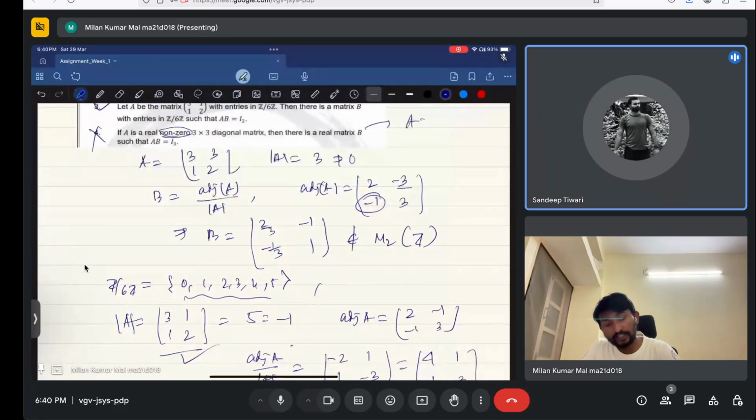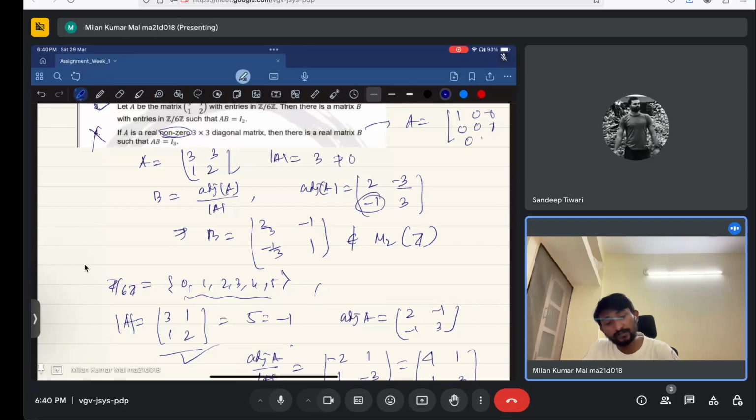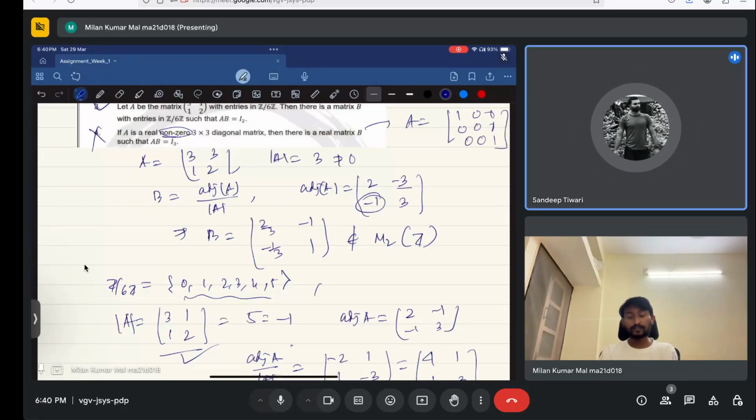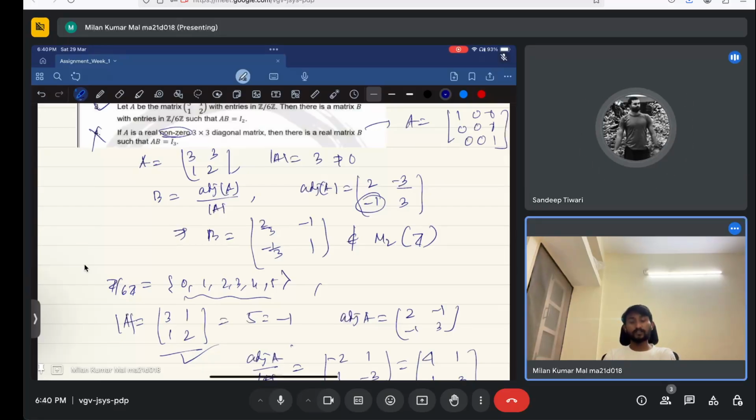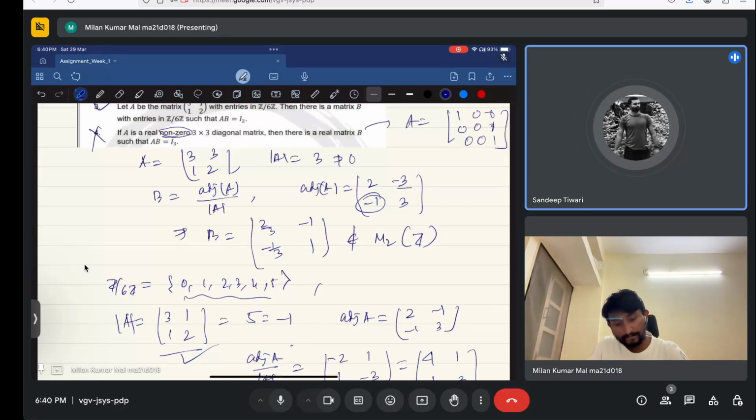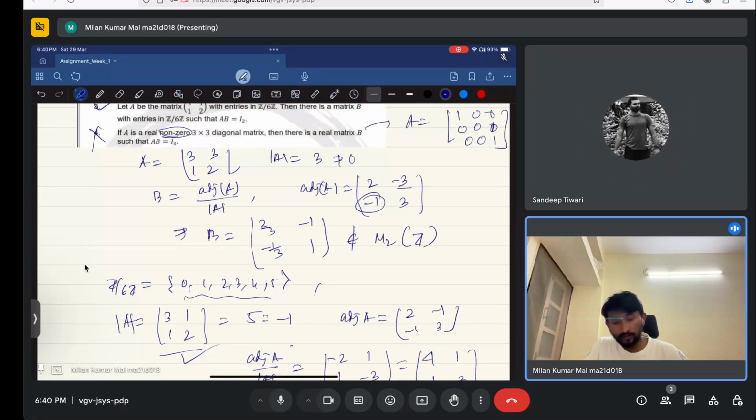Let's take A equals 1 0 0, 0 0 0, 0 0 1. This is a diagonal matrix, non-zero matrix. Non-zero 3 cross 3 diagonal matrix. So I have taken a 3 cross 3 diagonal matrix, no? It should be invertible, sir. It cannot be, sir. It may or may not be invertible, sir. Yes, it may or may not be invertible. So this one is not correct.